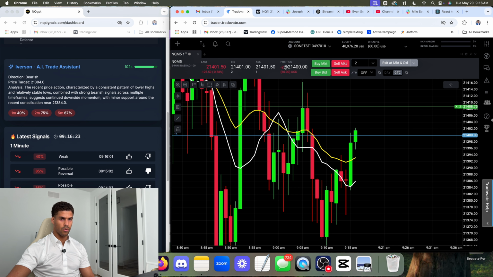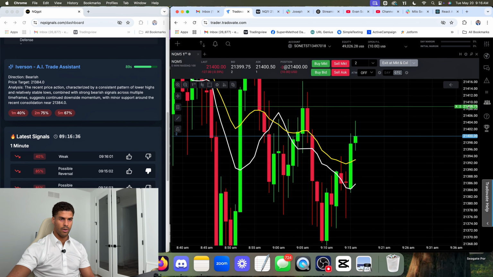Iverson's basically calling for a reversal at this top. So let's see what ends up happening here. Dealing with a little bit of drawdown, I'm fine with that. It's calling for a 16-point drop, and so let's see if price can move that way for us.